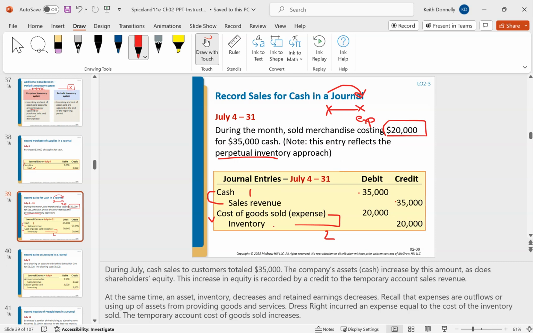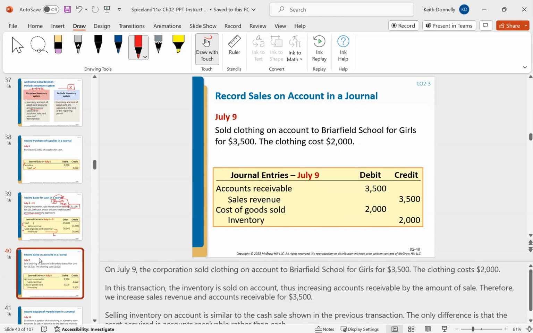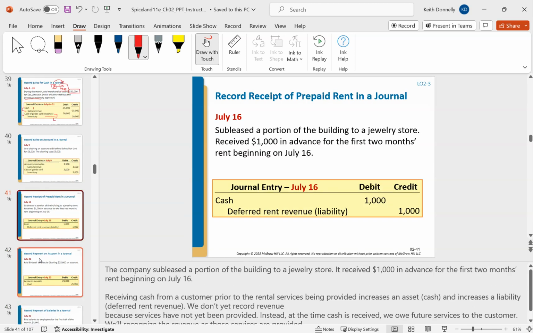In journal entry 2, we debit cost of goods sold, an expense, and credit the inventory. In short, put it on the balance sheet when you buy it, then get rid of it and expense it later when you sell it. This is just another iteration of the sale of an inventory, so you can look at that one.